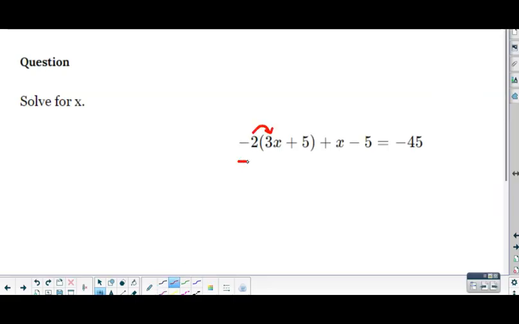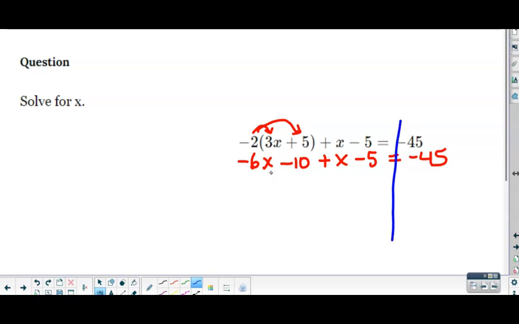Once you multiply, the parentheses disappear. Watch your signs. You'll notice on the left side of the equation, you have 4 terms. 2 of them have x's, and 2 of them do not.